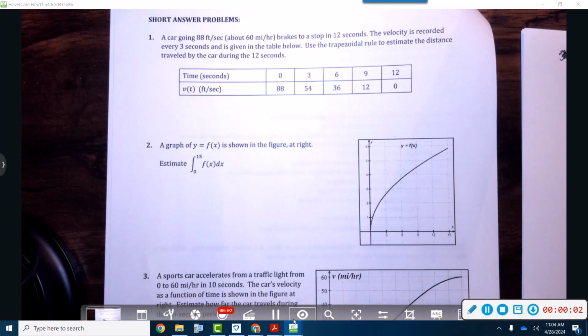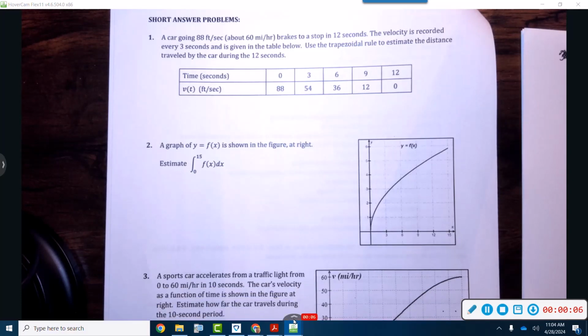All right. I'm going to skip the true and false for now. We'll make that later. That's not going to be on your test, so I might not even make it. We'll see if I have time today.